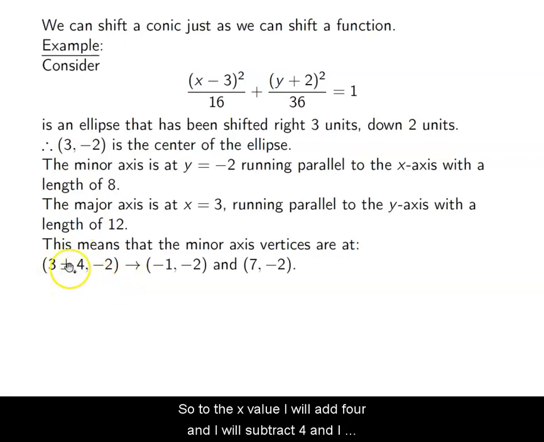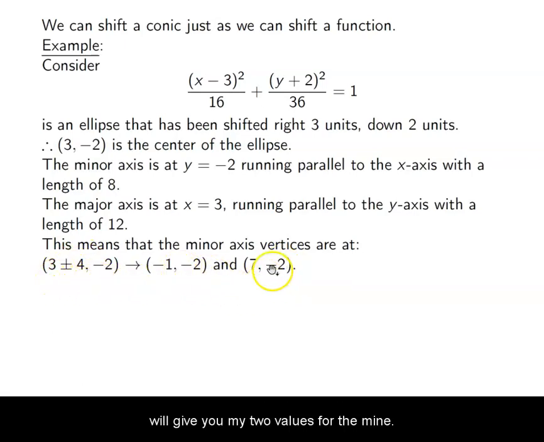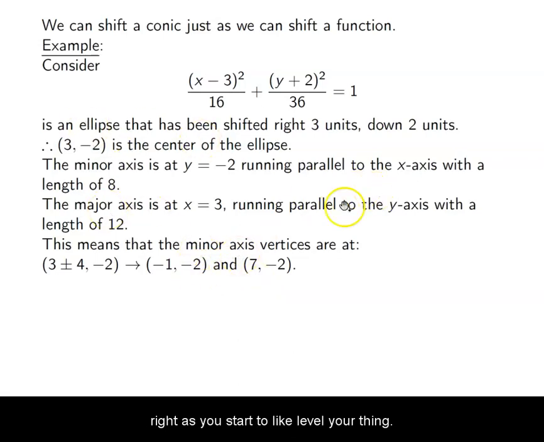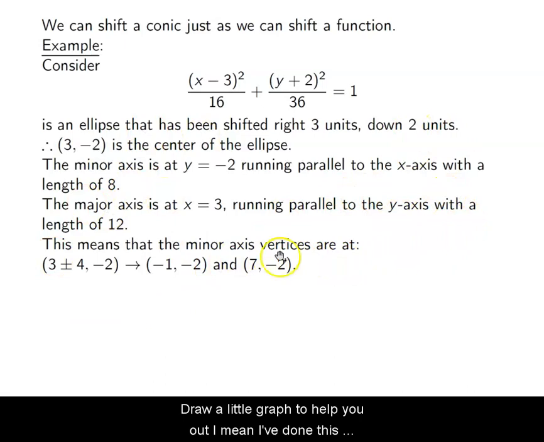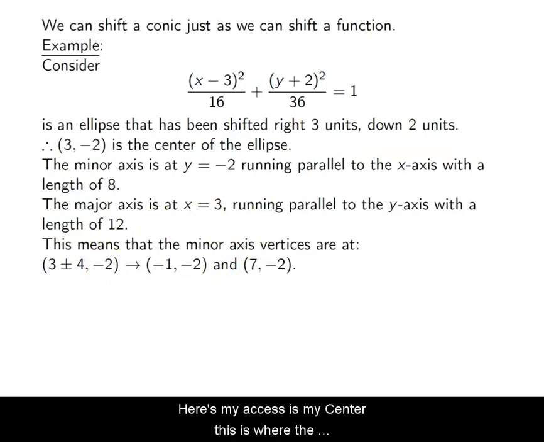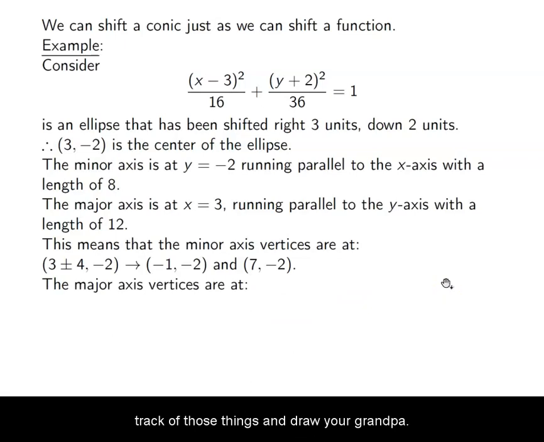So to the x value, I will add 4 and I will subtract 4, and that will give me my 2 values for the minor axes. One way to really help with this is to just draw a graph, right? As you start to label your things, draw a little graph to help you out. I've done this a lot of times, so I can do it in my head. Obviously, we're going to draw a graph at the end, but I can't draw a graph as we're going through these, so this is the best I can do to describe how we're doing this. But when you're doing this for yourself, you definitely should have your piece of paper and say, here's my axes, here's my center, this is where the minor is, this is where the major is, and keep track of those things and draw your graph as you do this, right?